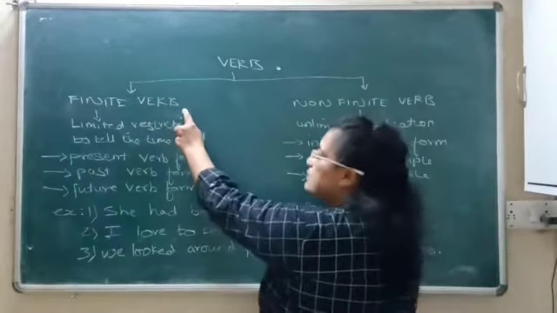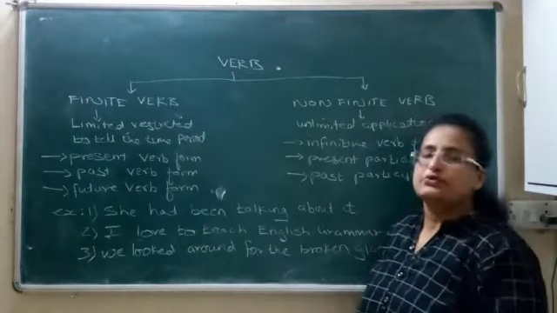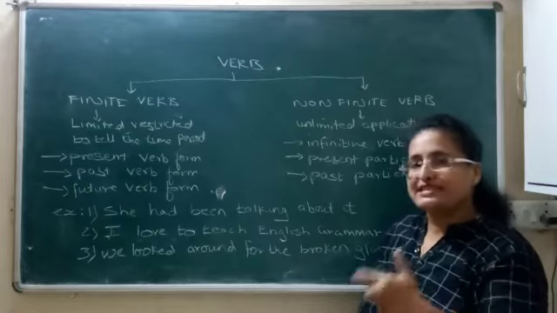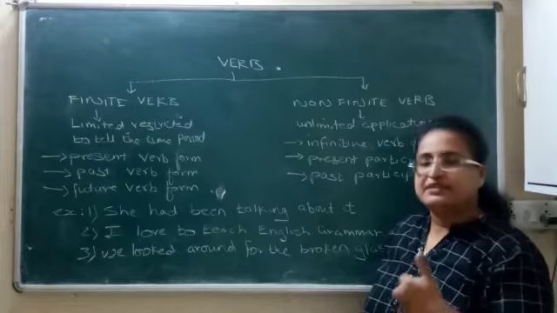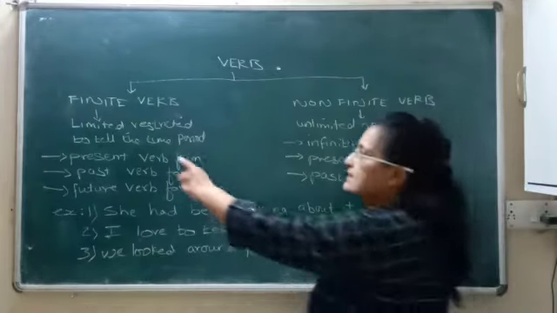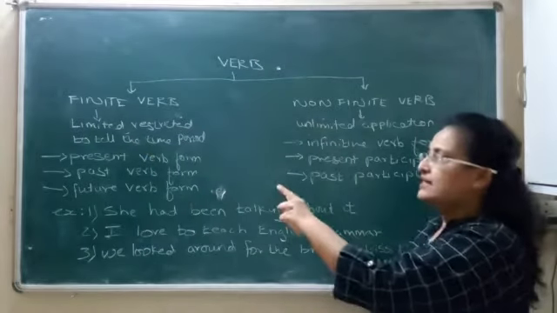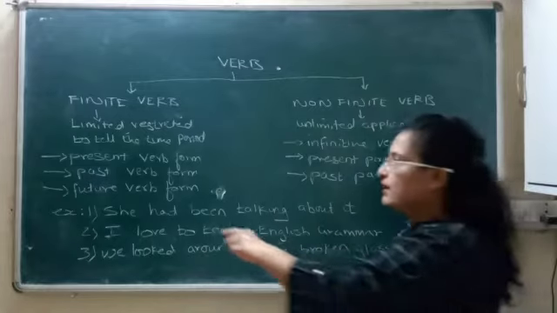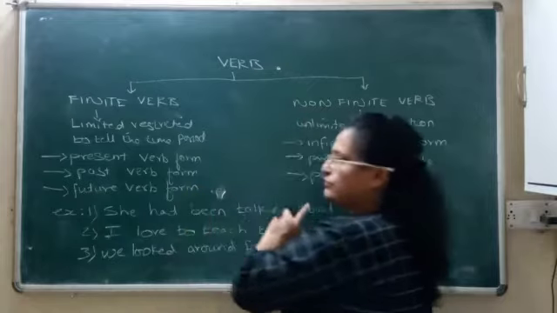When we group finite verbs, please remember finite verbs are only used to tell about the time frame, or which tense it is taking place in, and its aspect, like whether it is taking place in present tense, past tense or future tense. That is the reason why finite verbs are clubbed together. And the 3 groups of verbs that come under finite verb are present verb form, past verb form and future verb form.